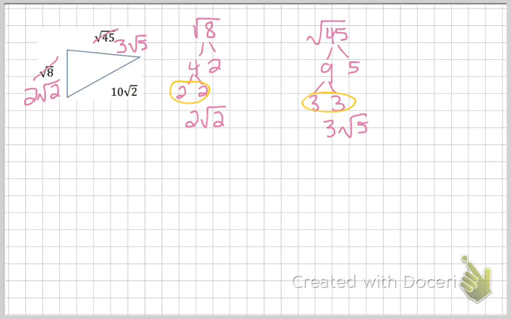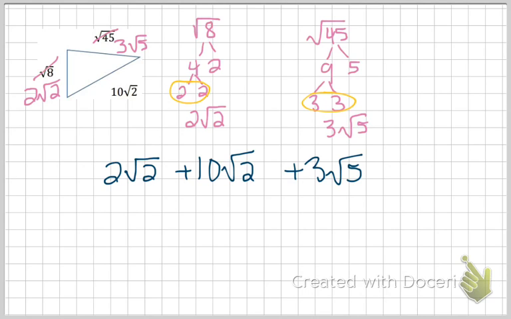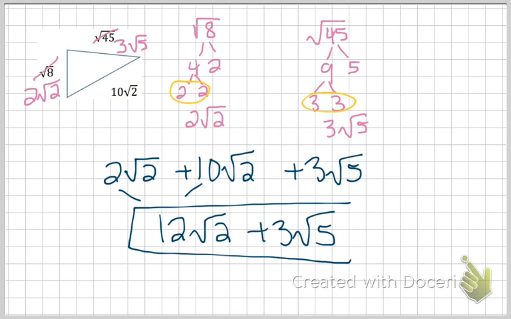Okay. We simplified what we could, and we notice that this and these two are like radicals. So I'm going to write them next to each other. Then we have 3 square root of 5. What we can do is combine these two, and that will give us a 12 square root of 2. Nothing we can do about this one, so we just bring it down. We cannot combine. This is as far as we go with this problem, and that's when we stop.